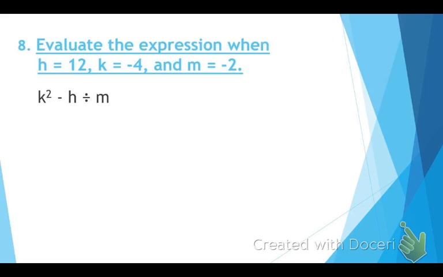Plug it in, plug it in. What is my K? Your K is -4. Okay, watch this. With a 2 over it. Listen, I have to square my K. Tell me what K is. -4, which means I am squaring this number right here. I'm squaring -4. Minus, I know that my H was a 12, and I have to divide by -2.